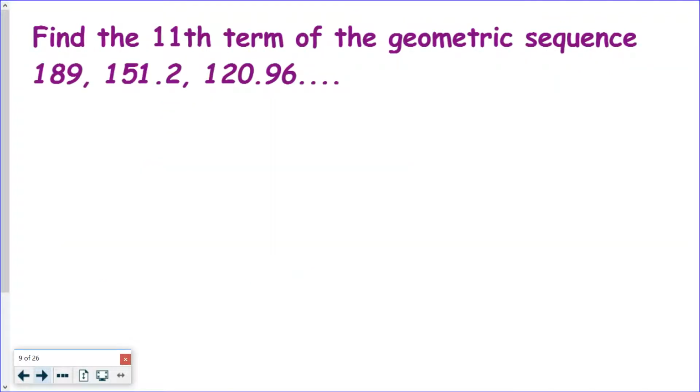All right, and this one says find the 11th term of the geometric sequence. Now, if I want to find the 11th term, which formula do I want to use? Not the recursive, because remember with recursive, you have to find a sub 1 and a sub 2 and a sub 3 and a sub 4, because you need to know what a sub 10 is in order to find a sub 11. So for this one, we want to use the explicit form. So first we need to find our r. I'm going to take 151.2 and divide it by 189, and I find that my r is 0.8.